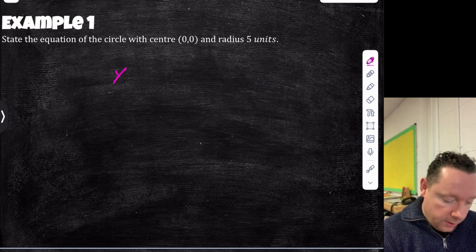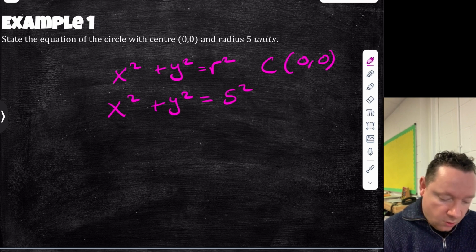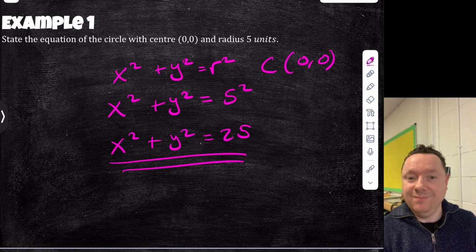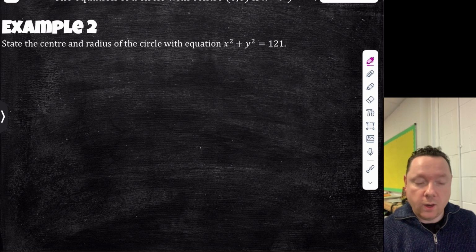We know that x squared plus y squared equals r squared for a centre of 0, 0. I'll just write c as 0, 0. So we've got x squared plus y squared equals 5 squared, or if we prefer, x squared plus y squared equals 25 would also be appropriate. Example 2, state the centre and radius of the circle with equation x squared plus y squared equals 121.